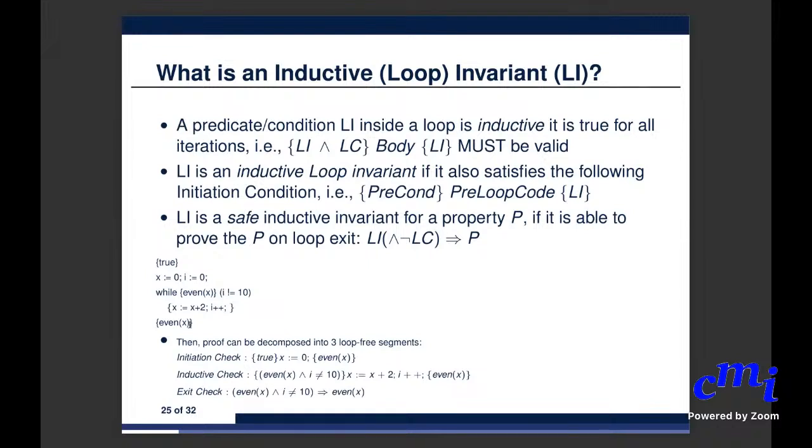Now, a candidate loop invariant here is even of X. See, even of X is a loop invariant here. Why? Because X is even the first time you enter. You look at the way I positioned this loop invariant. It is just at the point before you check the loop condition. Okay, is there a question?